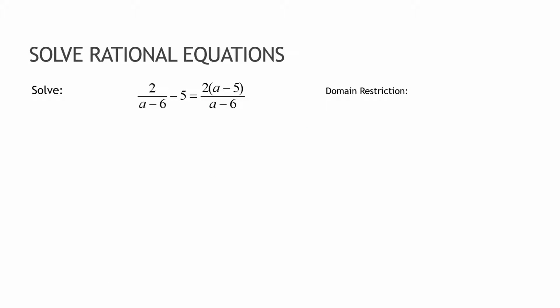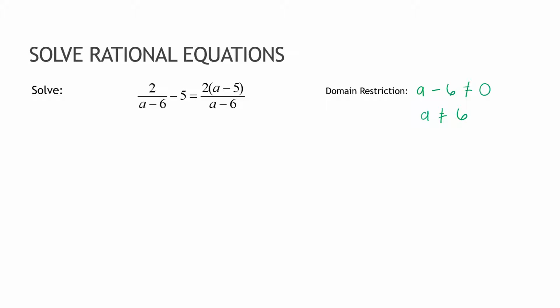One more for me to try with you. I'm going to take a look at this question with you. Start with the domain restriction. Our only denominator is a minus 6, so say that cannot equal 0. Add 6 to each side, a cannot equal 6. So hopefully that's not our answer when we're all done.